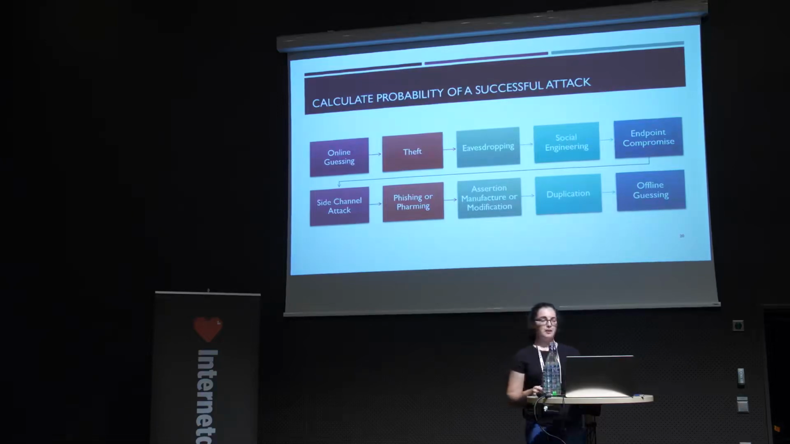Because, if an online guessing attack has a success rate of, let's say 10%, and a theft has a success rate of 50%, but an online guessing attack happens like 200 times a minute, and a theft happens once a month, then you need to have those weighted in relation to each other.